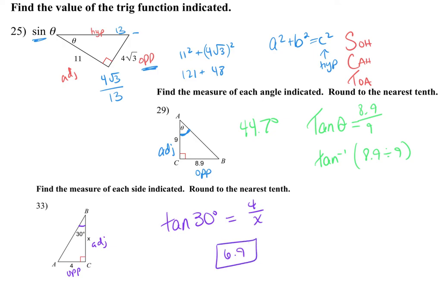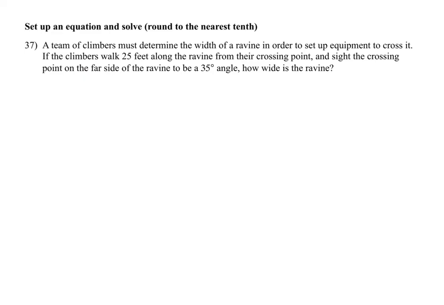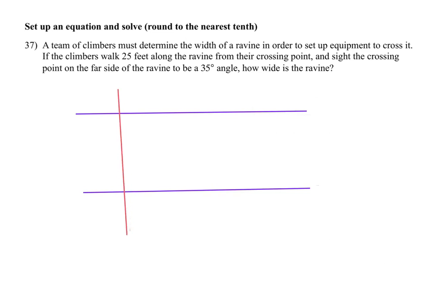All right, a team of climbers must determine the width of a ravine. So we're talking about some ravine that we don't know, right? They want to know how far across it is. How wide is the ravine? It says, in order to set up equipment to cross it, if the climbers walk 25 feet along the ravine from their crossing points, they're going to go here and they're going to walk 25 feet.